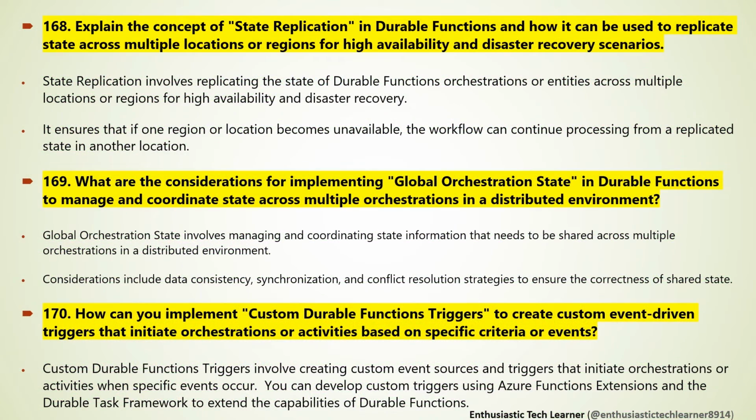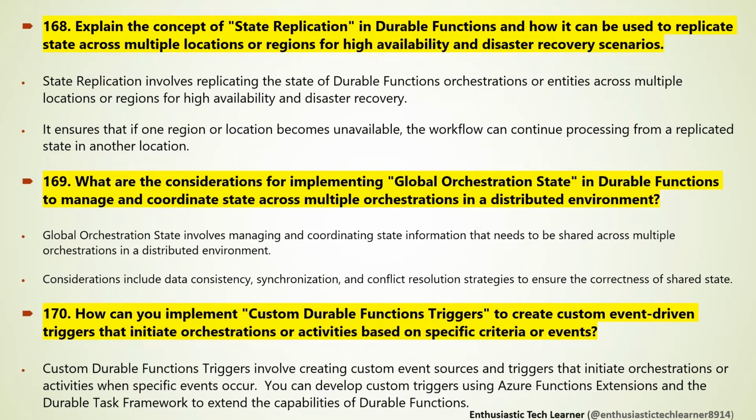Explain the concept of state replication in durable functions and how it can be used to replicate state across multiple locations or regions for high availability and disaster recovery scenarios. State replication involves replicating the state of durable functions orchestrations or entities across multiple locations or regions for high availability and disaster recovery. It ensures that if one region or location becomes unavailable, the workflow can continue processing from a replicated state in another location.